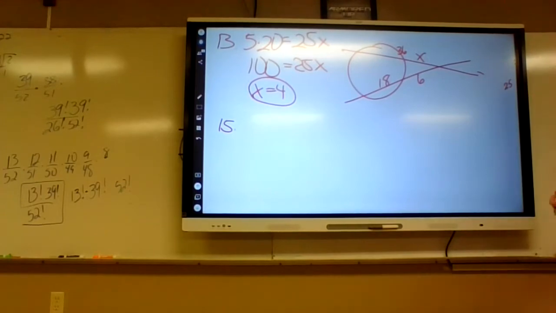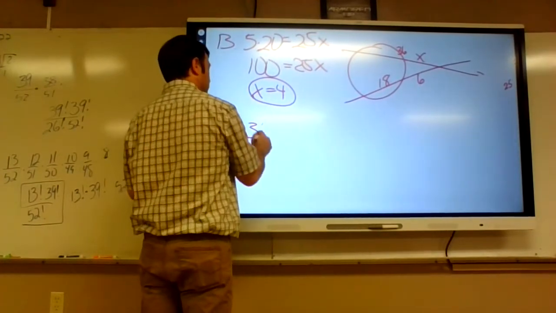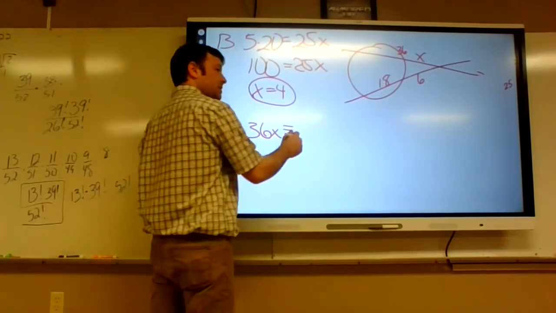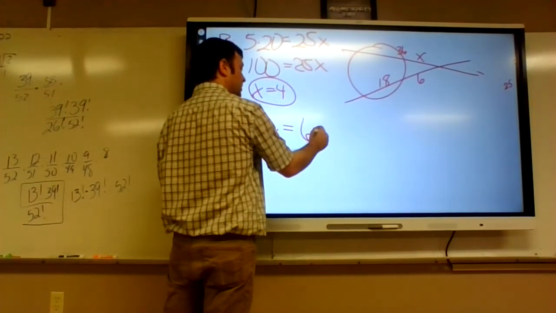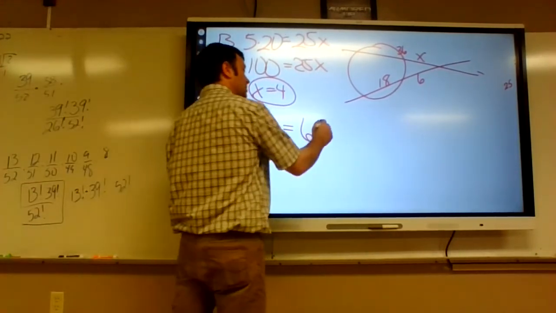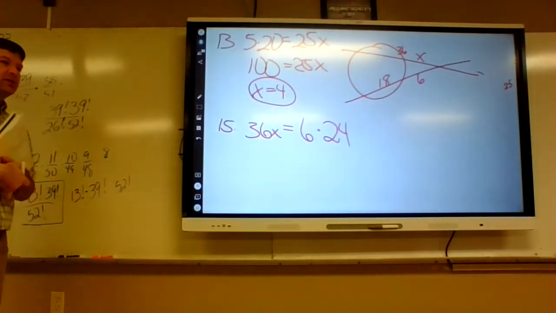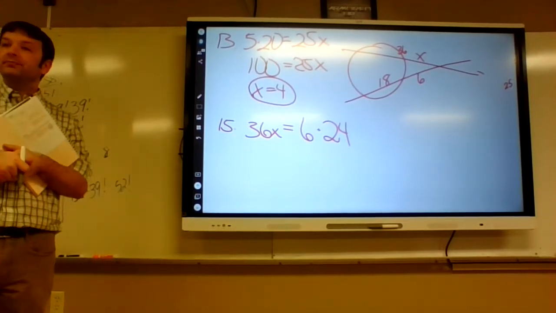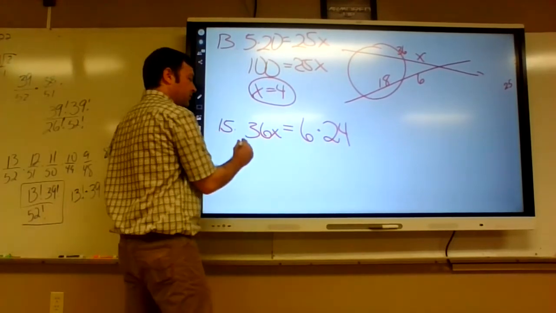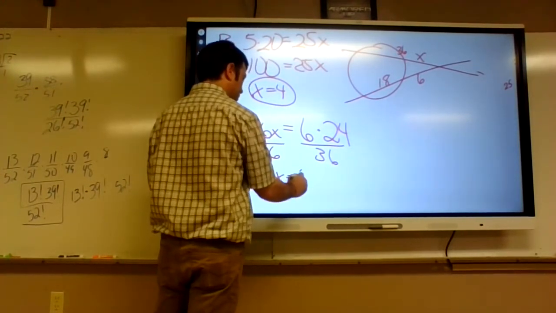Alright, so on the top, what's the outside? What's the whole thing? 36. So we're going to do 36 times x equals, on the bottom, what's the outside? 6. What's the whole thing? 18 plus 6, which is 24. So 6 times 24 divided by 36 is what, Trevor? 4.